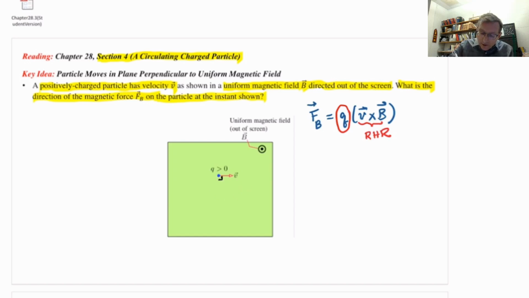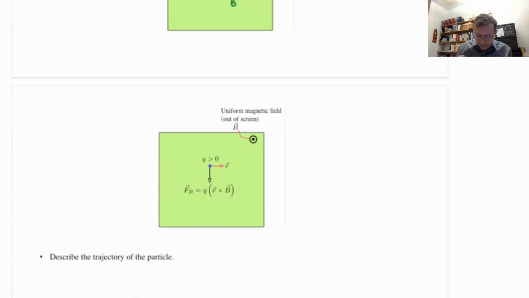So the actual force, F magnetic, is that way. Okay, there we go. F magnetic, given by Q times V cross B, is perpendicular to V and perpendicular to B, and given by the right-hand rule. So what's going to happen next in the next moment? Right? That's what's happening right now.